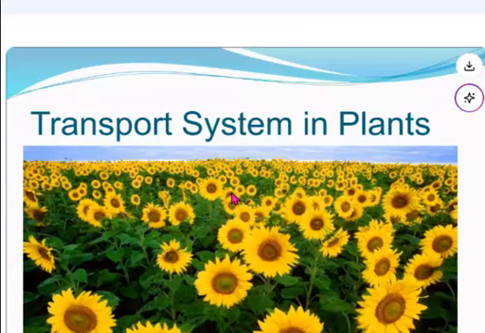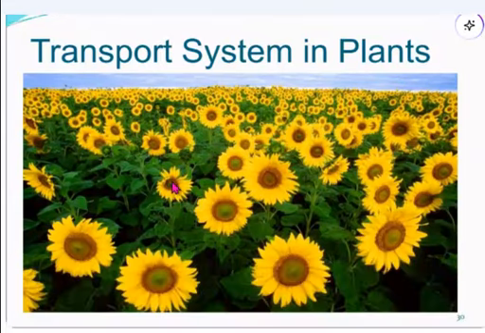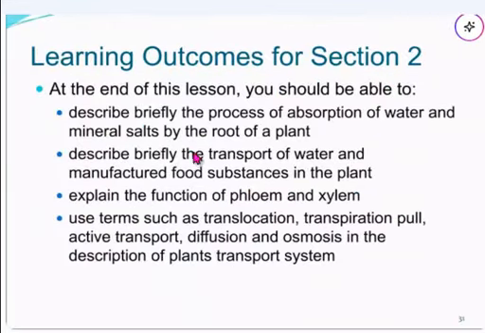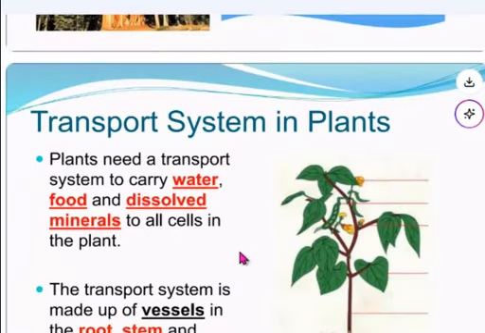That is now transport in plants. That is the topic we are looking at. I believe you can see it on your screen right now. Transport system in plant. And these are the learning outcomes for section 2. At the end of this lesson, you should be able to describe briefly the process of absorption of water and mineral salt by the roots of a plant. Describe briefly the transport of water and manufacture of food substance in the plant. Explain the function of the phloem and the xylem tissue. Then use terms such as translocation, transpiration, pruning activities, active transport, diffusion and osmosis in description of the plant transport system. That is what we want to look at.